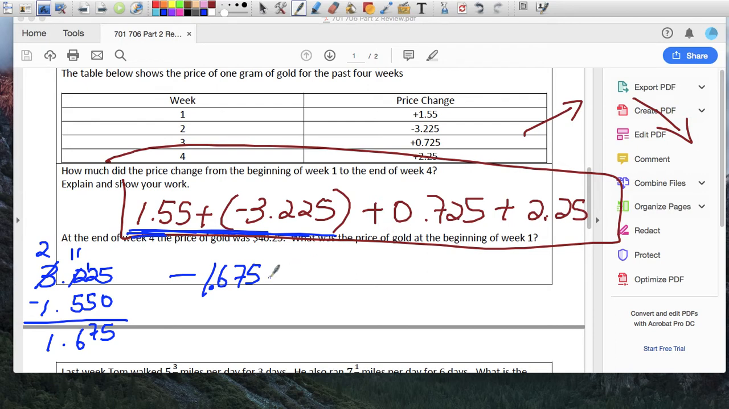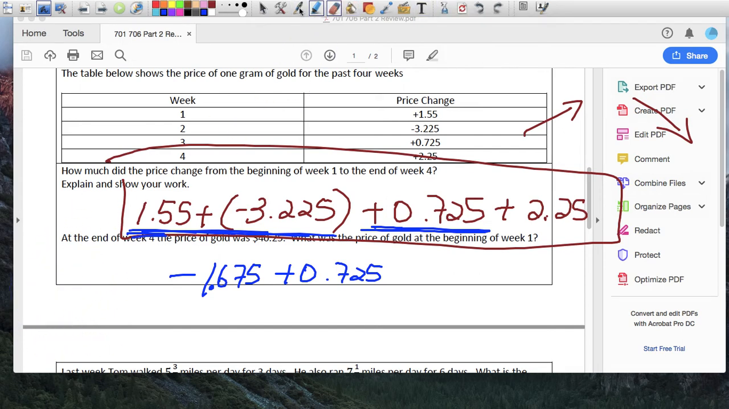Which I'm now going to add plus 0.725. Right, and I'll take this guy right here. So if I add negative 1.675 plus whatever that is, 0.725, what do you think my answer is going to be? Well, there's more negatives. The negative has a bigger absolute value, so I know my answer is negative. Let's figure out how much that is.